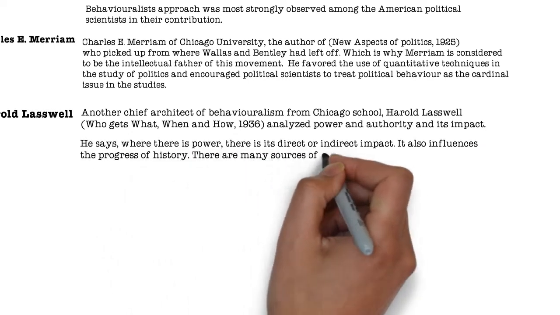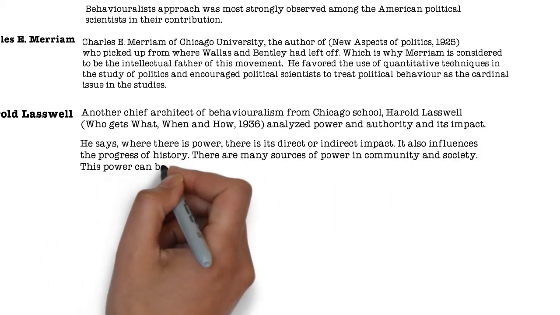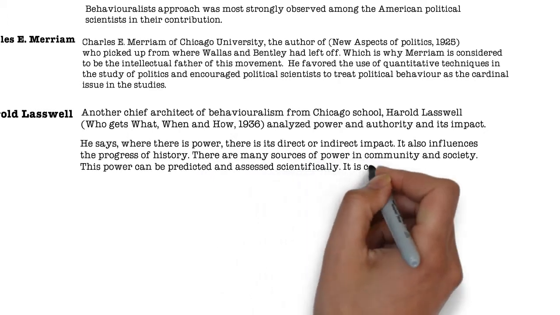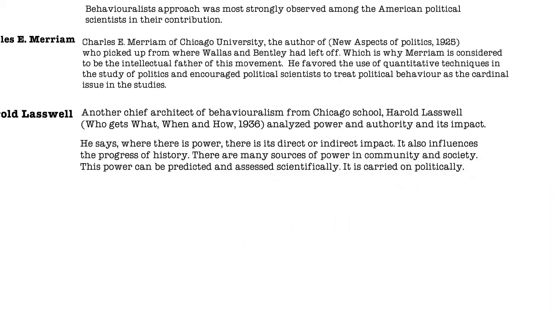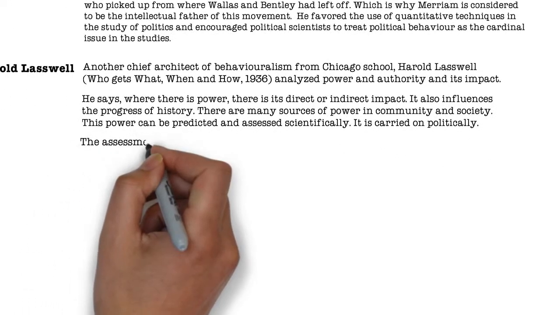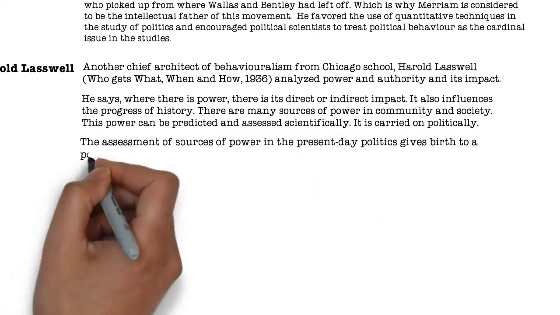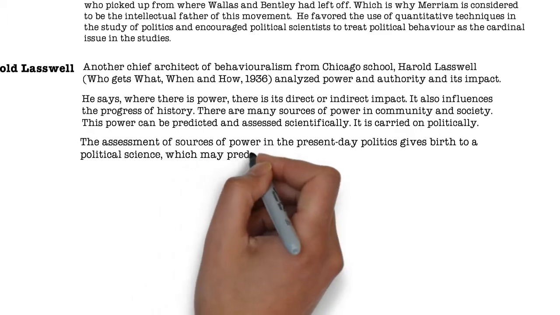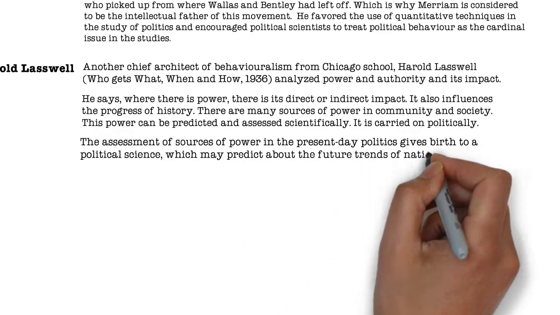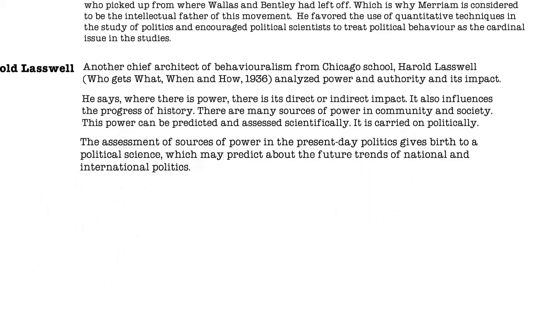There are many sources of power in community and society. This power can be predicted and assessed scientifically. It is carried on politically. The assessment of sources of power in present-day politics gives birth to a political science, which may predict the future trends of national and international politics.